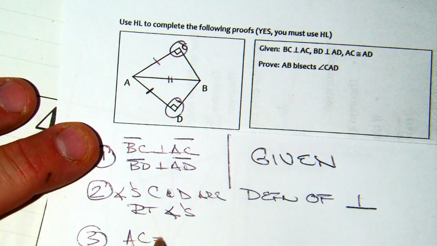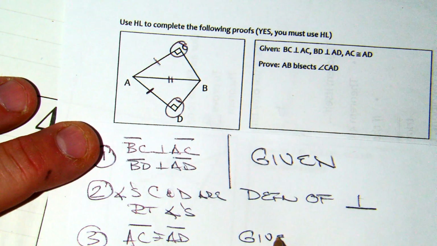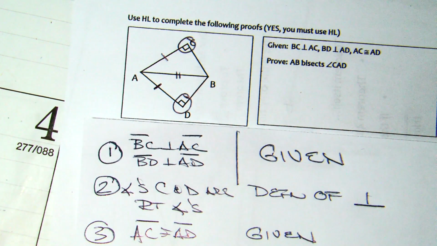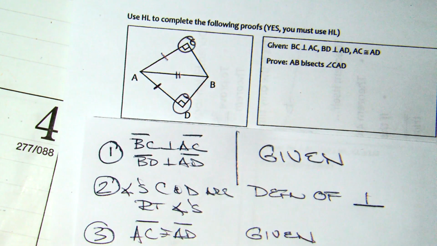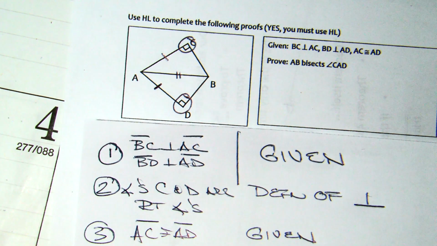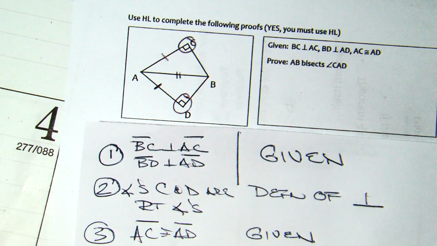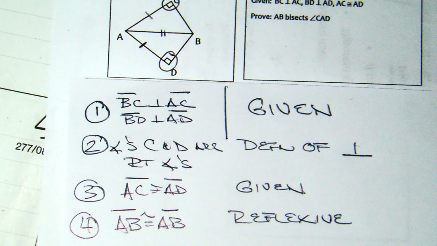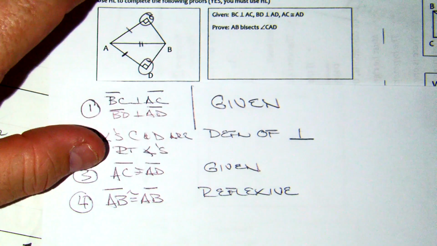AC was congruent to AD because it is given. Number 4, our shared side, which in this case is what? AB, good. I can move it on up, absolutely. You got it. All right.